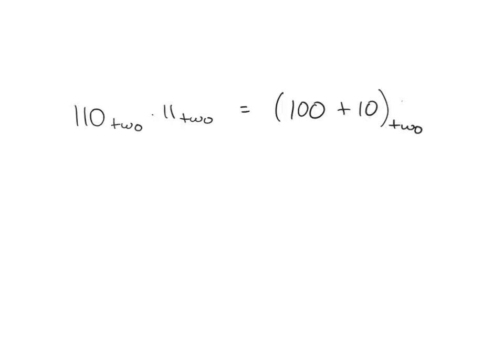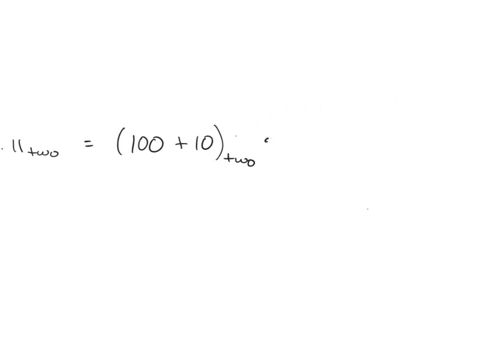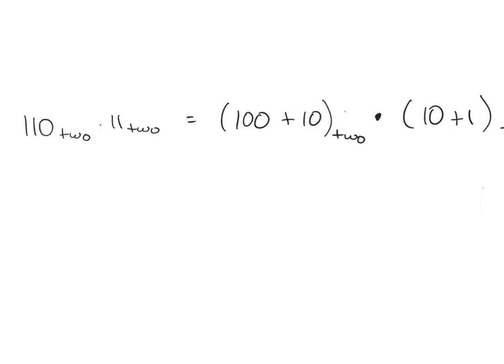I'm going to do the same thing to the other one, the 11, which is going to be 10 plus 1 base 2. You can see that 10 plus 1 is the same thing as 11 base 2. Then I'm going to distribute. This times this will give me 1000, then this times the 1 would give me 100, and then this times this would give me 100 again, and then this times this would give me 10.